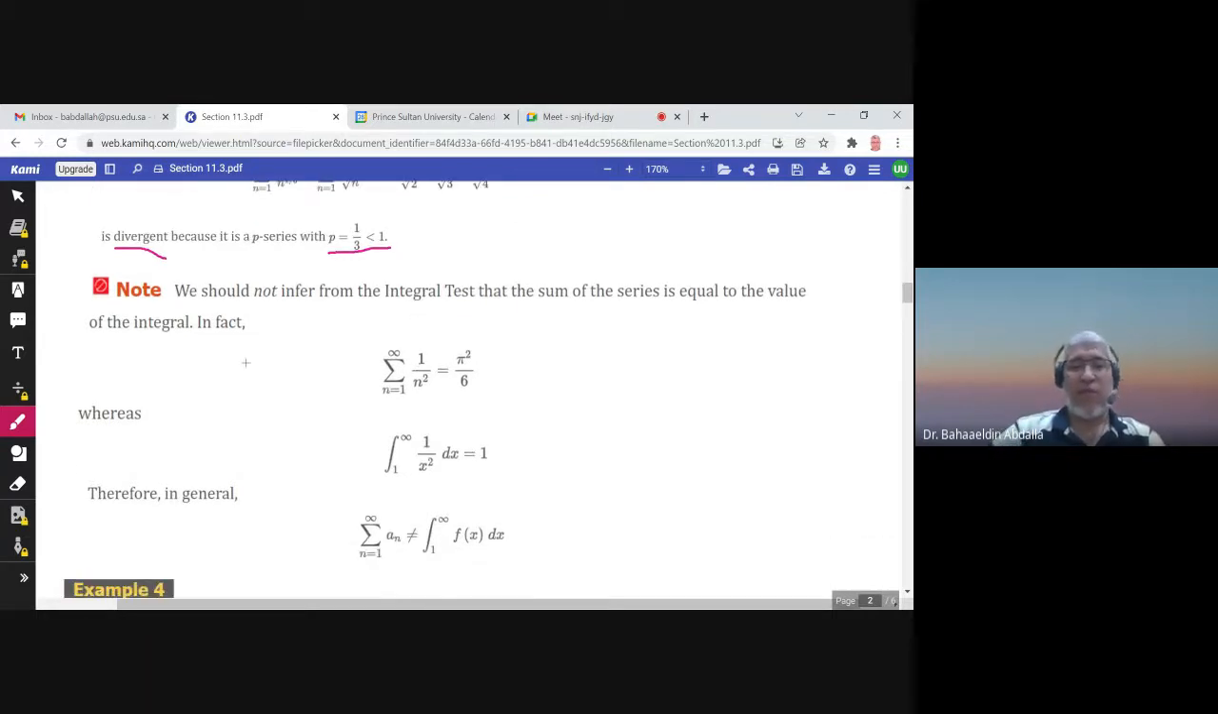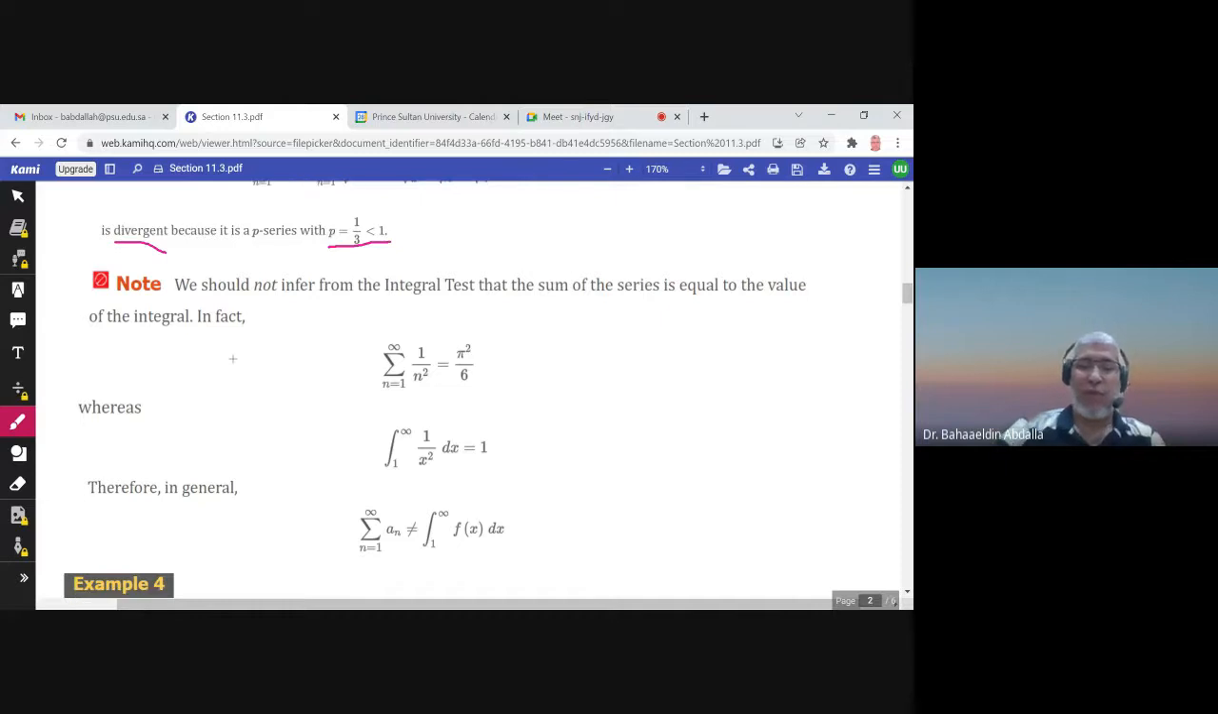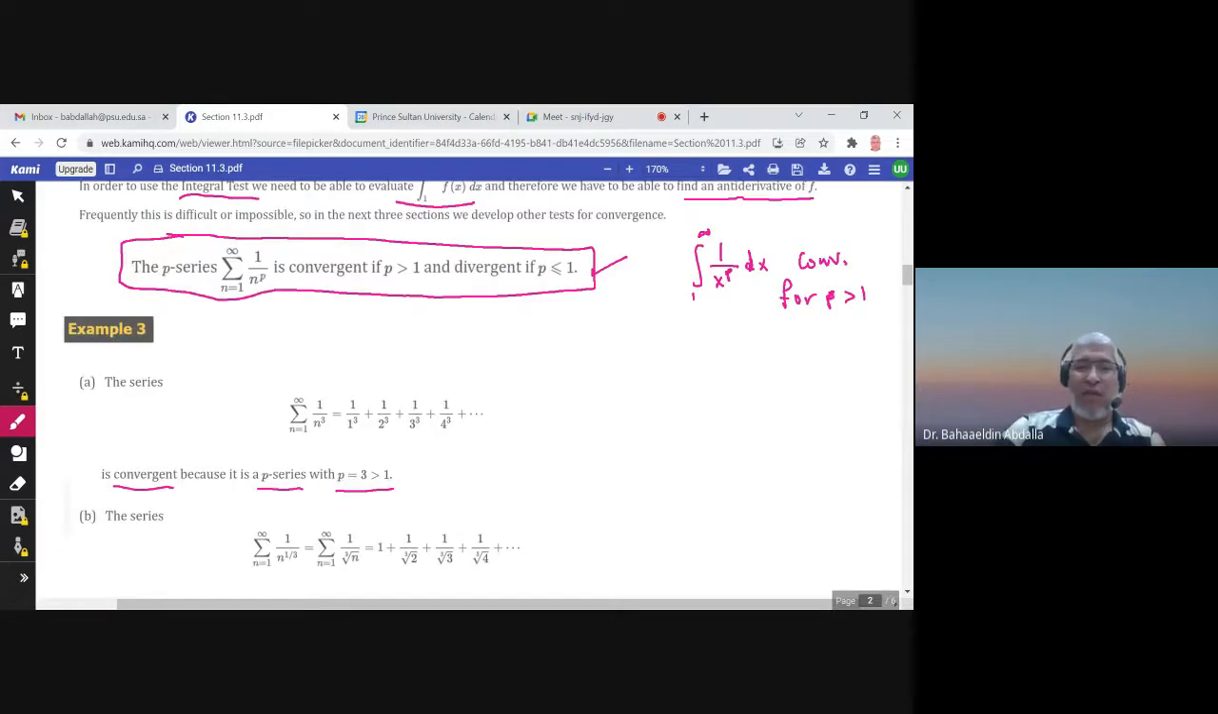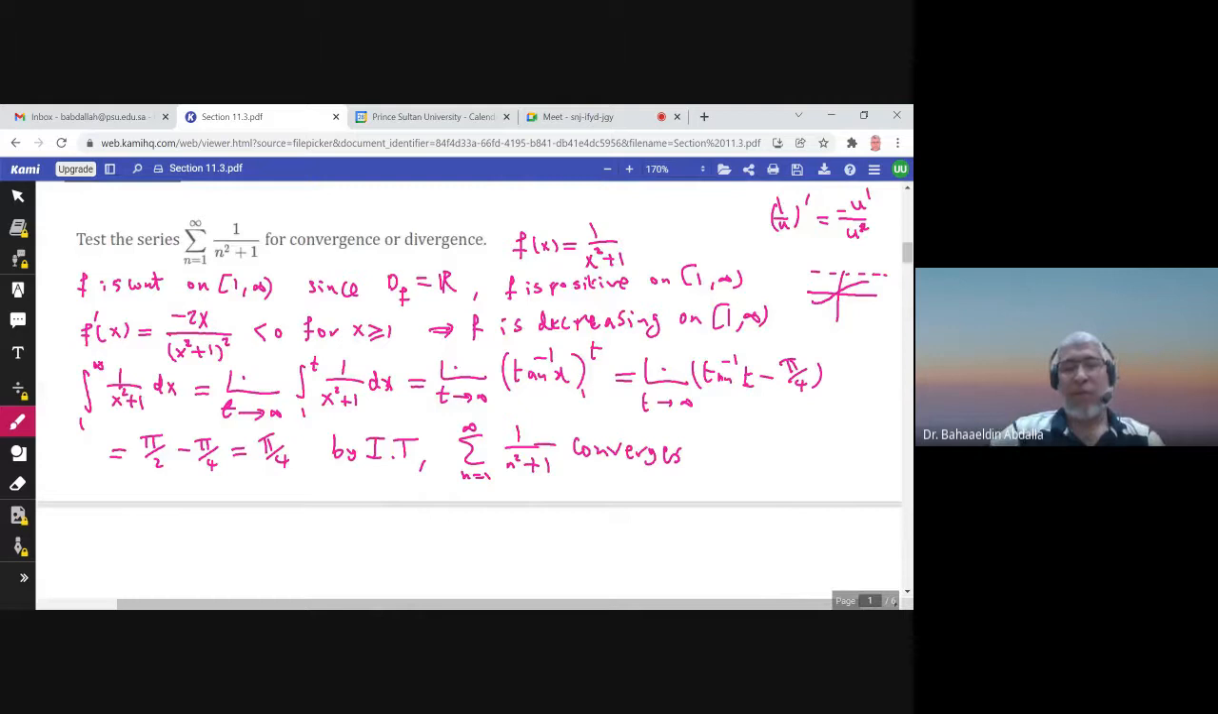Now, another important note, look here in this example. We found out that this improper integral converges to pi over 4. But I wrote only that the series converges. I did not say converges to what, because actually we don't know the sum of this series. I mean, I did not evaluate the sum. The sum is not easy to find.